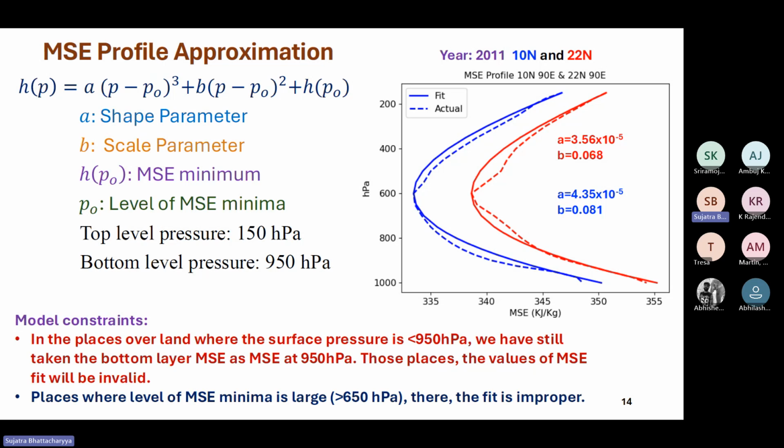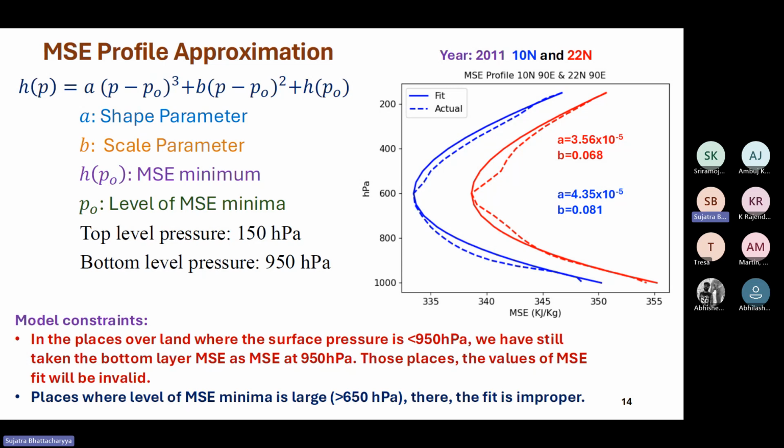And if you look at the fit using this mathematical function against the original, you'll see that it roughly fits the moist static energy profile, at least over the regions which I have shown, like 10 and 22 north. It fits well, but yes, these variations it couldn't capture. Definitely it will not be able to capture them because it's just a mathematical approximation. An important thing to note is that the moist static energy minimum value is coming from our side. We are inputting it. So this is fine.